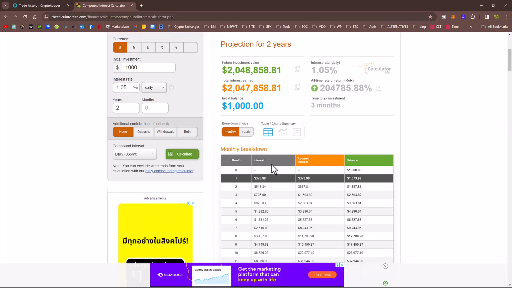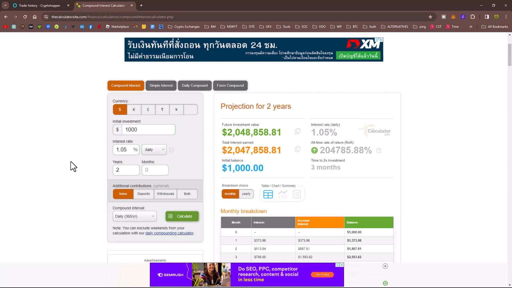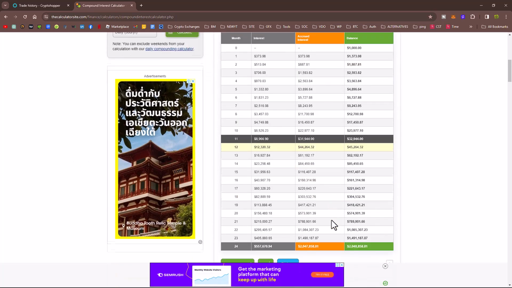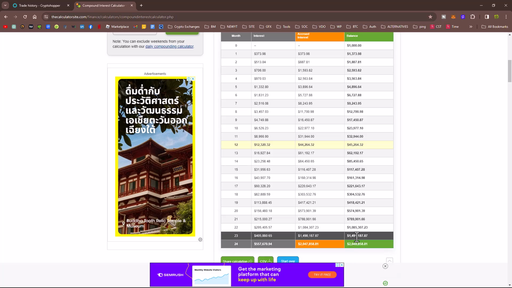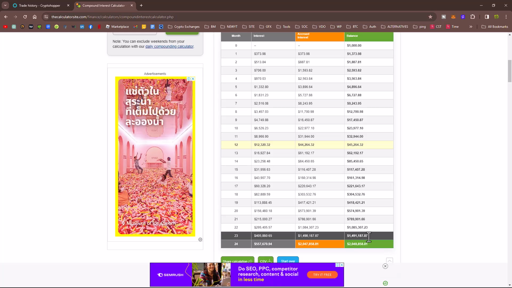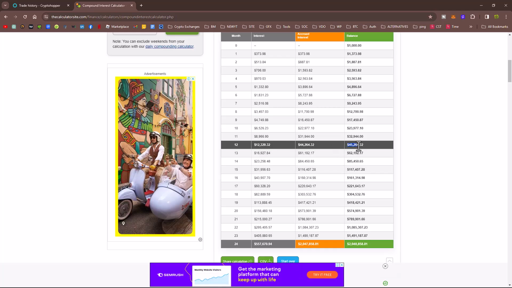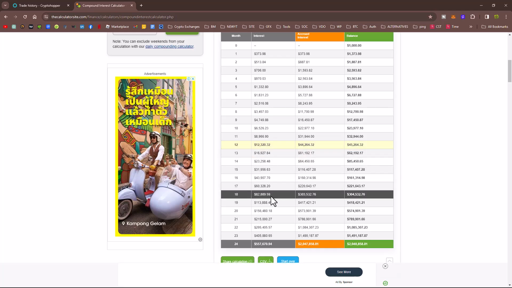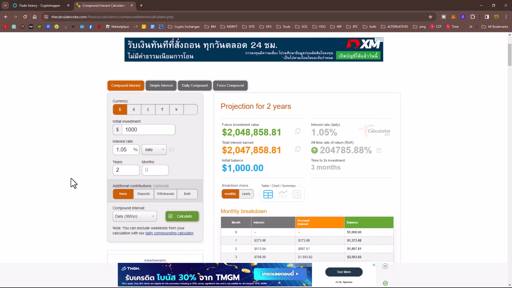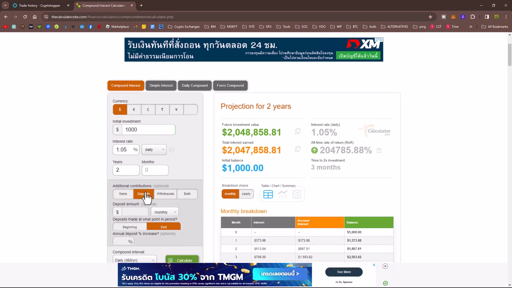Very nice. Alright, so if we keep going for 2 years, we're going to grow that to 1.4 million. Yes, guys, after 12 months, after 1 year, you're up to 45,264. Now, what if we're adding money?